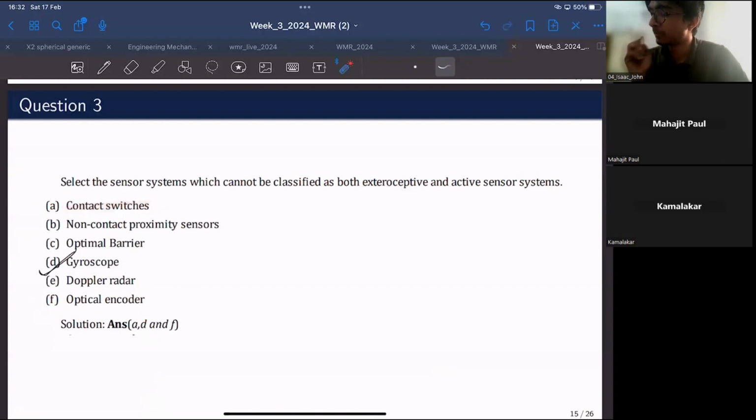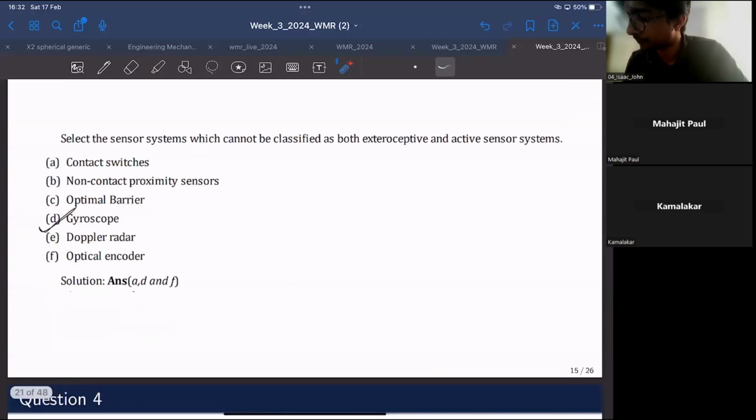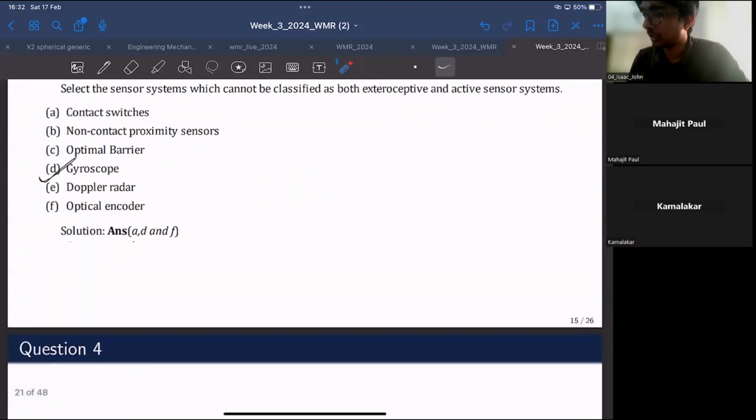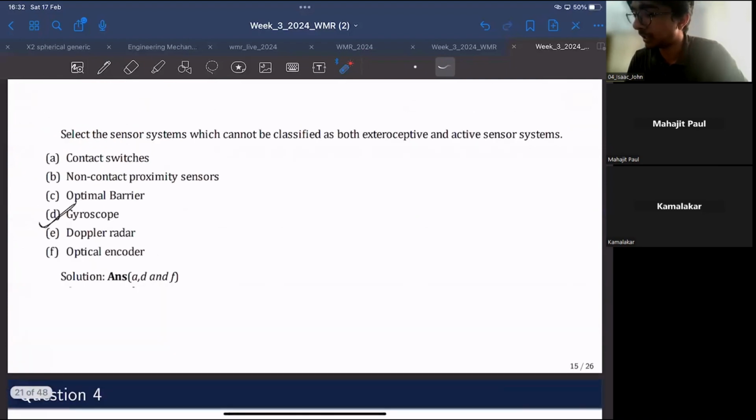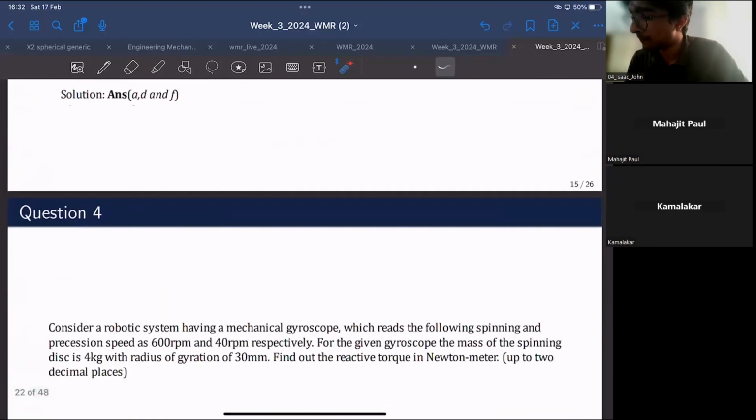It's exteroceptive, and it is a passive sensor also. So yeah, these are also not correct. I think the only correct answer is the gyroscope. I think the key itself is actually wrong. Okay, agree. So if we don't have any further conflicts, we can move on to the next question.